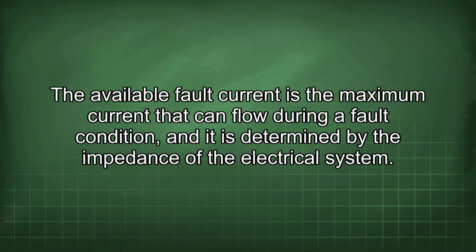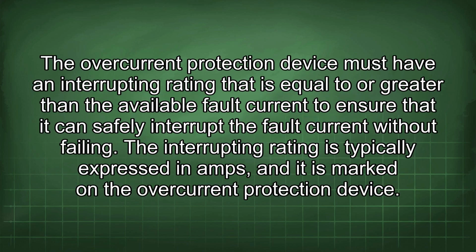location. The available fault current is the maximum current that can flow during a fault condition, and it is determined by the impedance of the electrical system. The overcurrent protection device must have an interrupting rating that is equal to or greater than the available fault current to ensure that it can safely interrupt the fault current without failing. The interrupting rating is typically expressed in amps, and it is marked on the overcurrent protection device.